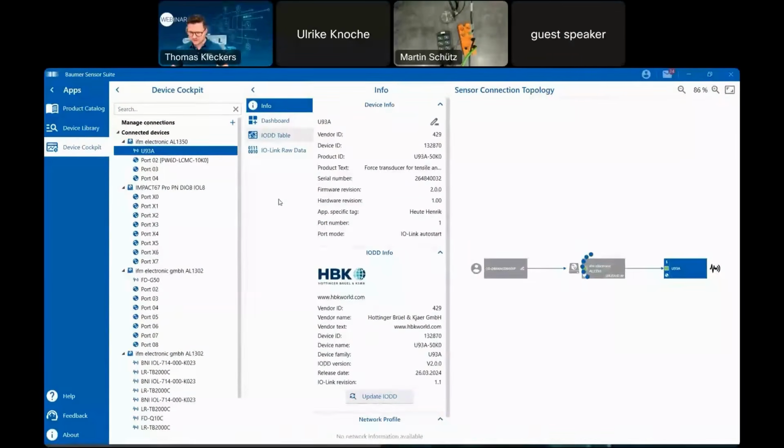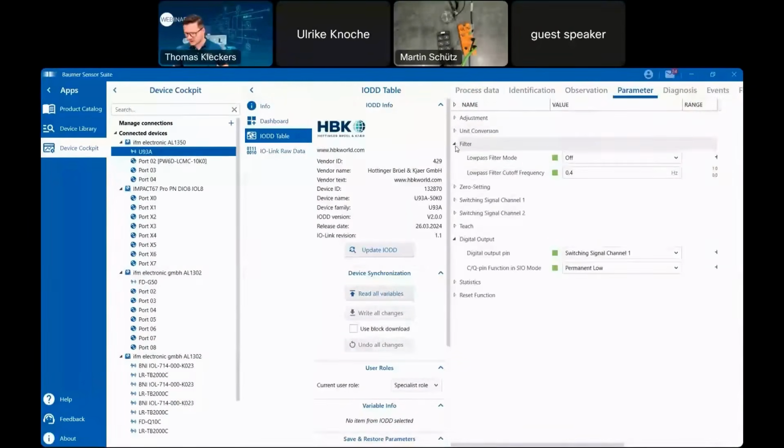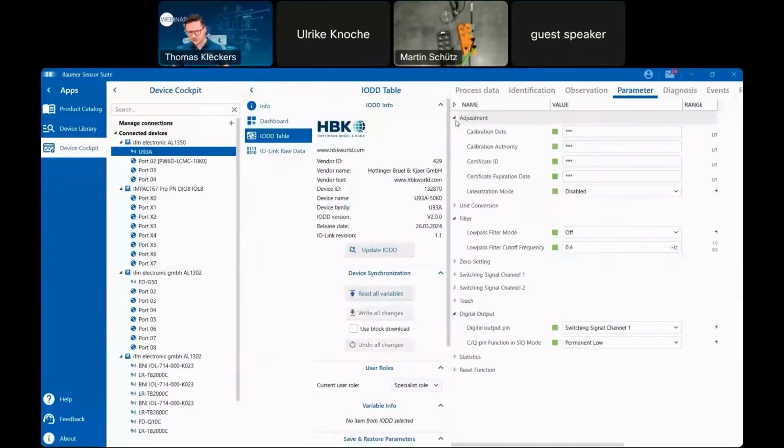If I showcase a short overview here on the side, you get the different parameters that we can adjust. For example, filters, zero setting, switching channels, digital output. No, we don't show them all. That would take a bit too long.